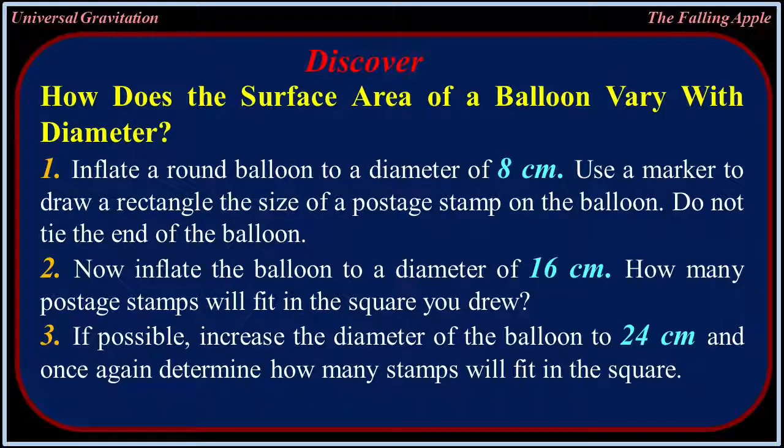Discover: How does the surface area of a balloon vary with diameter? 1. Inflate a round balloon to a diameter of 8 centimeters. Use a marker to draw a rectangle the size of a postage stamp on the balloon. Do not tie the end of the balloon. 2. Now inflate the balloon to a diameter of 16 centimeters. How many postage stamps will fit in the square you drew? 3. If possible, increase the diameter of the balloon to 24 centimeters, and once again determine how many stamps will fit in the square.